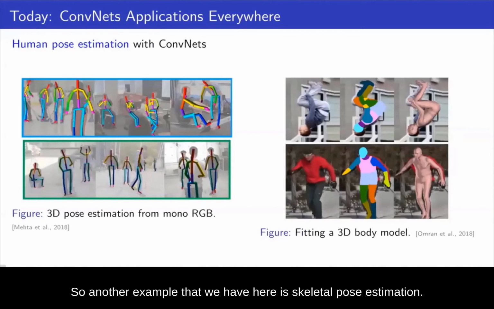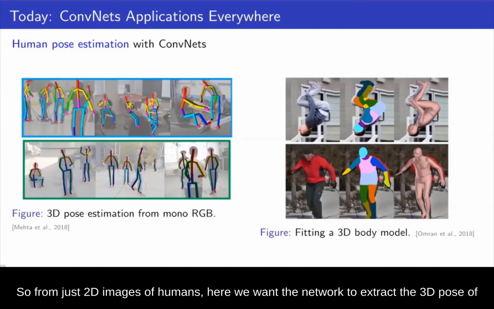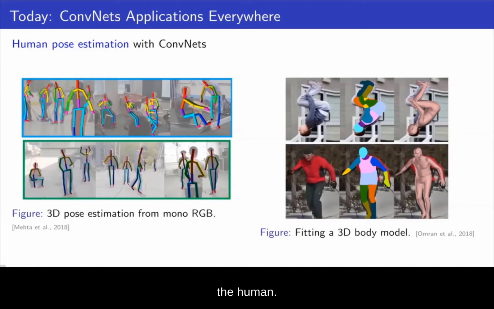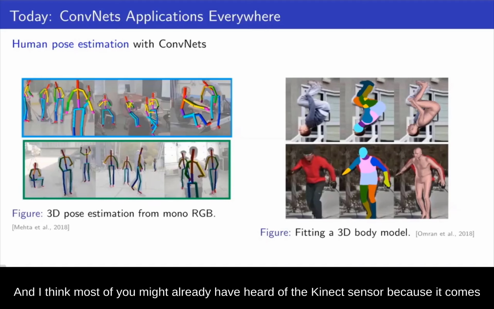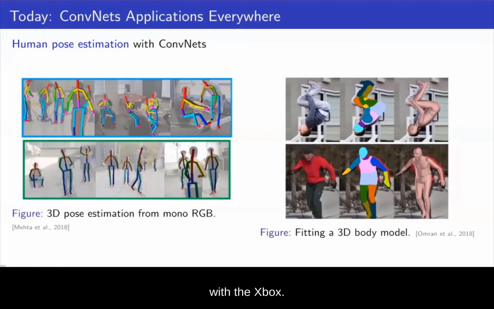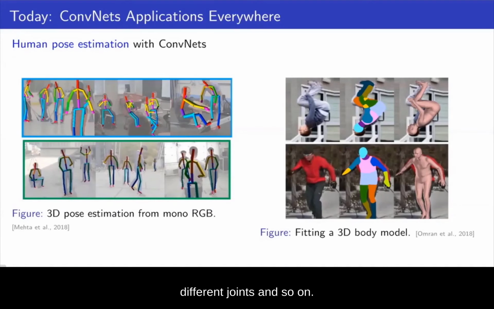Another example that we have here is skeletal pose estimation. This is not only an important problem in computer vision, but also in robotics. From just 2D images of humans, here we want the network to extract the 3D pose of the human. This is also what the Kinect camera does, but Kinect actually uses an active infrared sensor in addition to a color camera. I think most of you might have already heard of the Kinect sensor because it comes with the Xbox, and it enables you to control a game by estimating the pose of your shoulders, elbows, different joints, and so on.